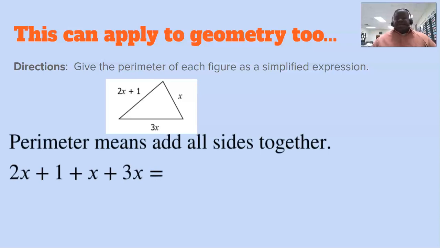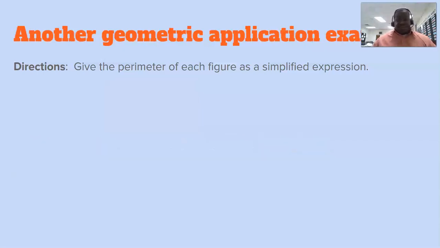Well, perimeter means to add all the sides together. So now this is a problem just like what we had previously. So it's just 2x plus 1 plus x plus 3x. We're going to put our like terms together, which are our x values. 2, 1, and 3 is 6. And then that constant term is there by itself. So it's 6x plus 1. Let's look at one final example.